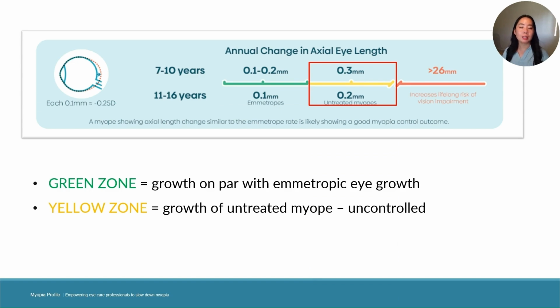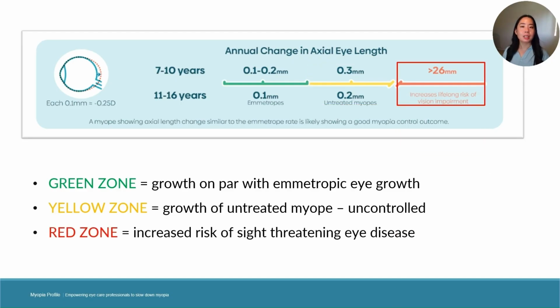You might want to consider factors related to efficacy of the treatment, and so asking questions about compliance, full-time wear, time spent outdoors, that sort of thing is a good idea. The red zone denotes an axial length of 26 millimeters or more, which comes with an increased risk of sight-threatening eye conditions. We want to keep axial length to below 26 millimeters.